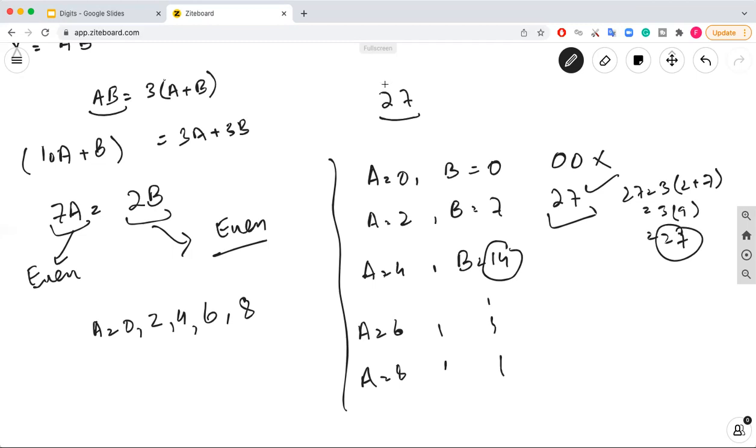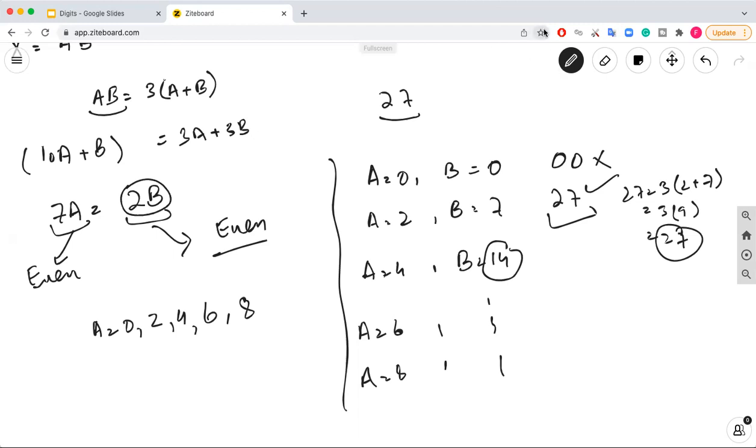How does the left-hand side 7a become even? If you put a as 1, 7 becomes odd, right? That's why I put, because at first you could do 0, 1, 2, 3 up to so on, but that would be time-consuming. And I just told you that the right side is even, so the left side must be even. So that's why I place 0, 2, 4, 6, and 8. Okay, now I understood.